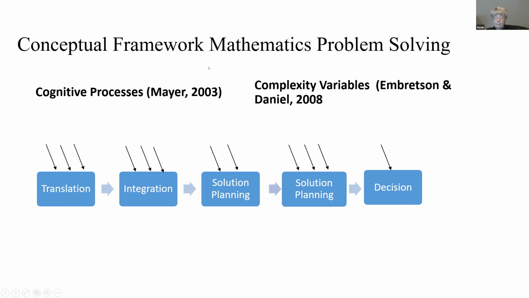What about a cognitive model? Well, there's been mathematic problem-solving models. Mayer proposed one, and I've used that in some research subsequently. And he proposes that there's a translation phase, an integration phase, solution planning, or 1 and 2, and finally decision. And what I did is to define variables that drive those processes. We did that first in 2008.